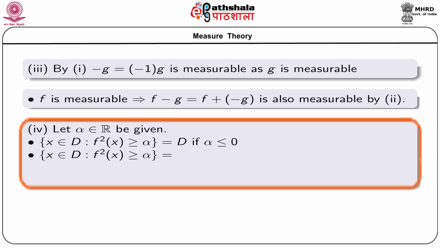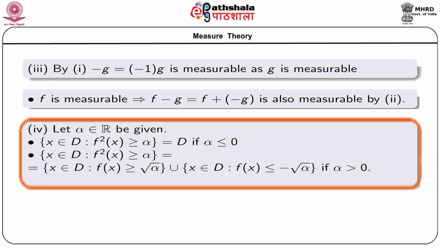And the collection of all x belonging to D where f square x is greater or equal to alpha is equal to the collection of all x belonging to D where f x is greater or equal to root alpha, union the collection of all x belonging to D where f x is less or equal to minus root alpha, if alpha is positive. Again, since f is already measurable, both the sets on the right hand side are measurable and their union is measurable. So, this shows that f square is also measurable.